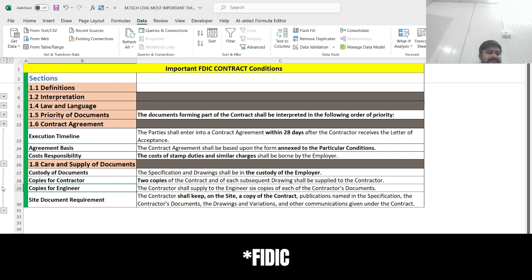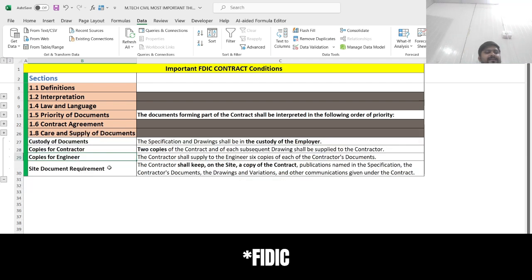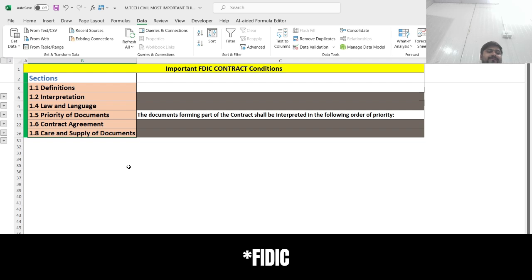Now let's see the site document requirement. Whatever documents were listed above, the contractor has the responsibility to keep at least one copy of each document at site level, and the employer can visit and audit at any time. So this is related to care and supply of documents. I hope you have the basic idea of the definition, interpretation, languages, priority of documents, contract agreement, and care and supply of documents.